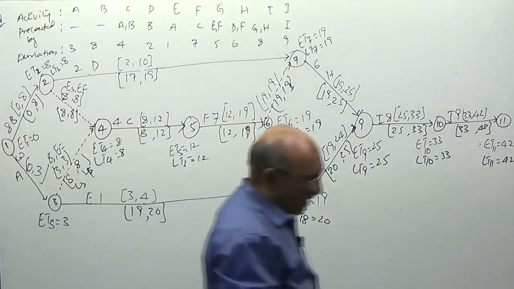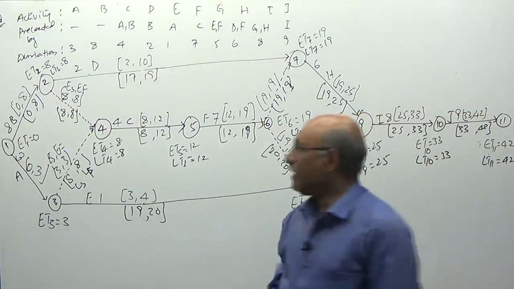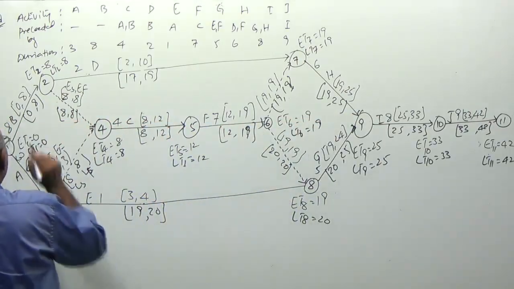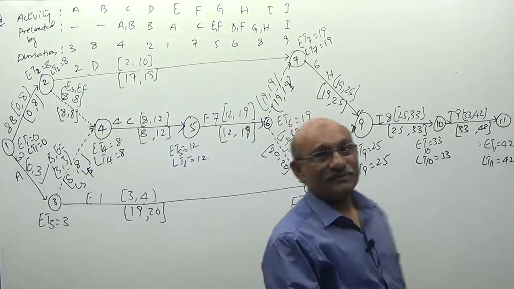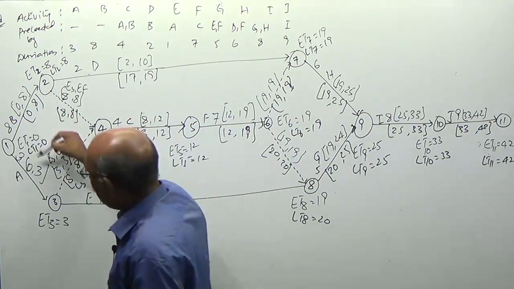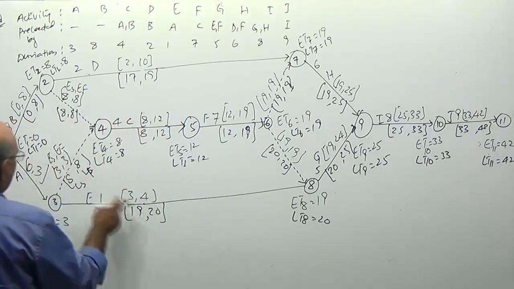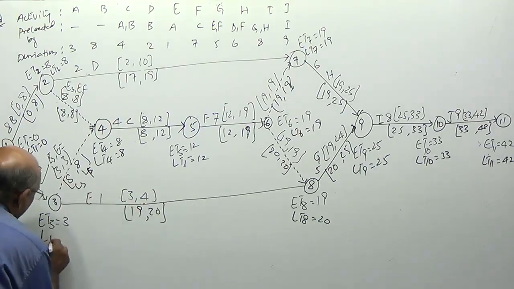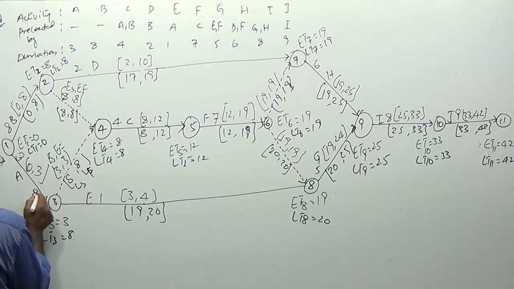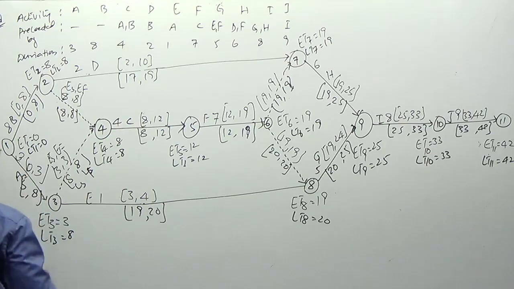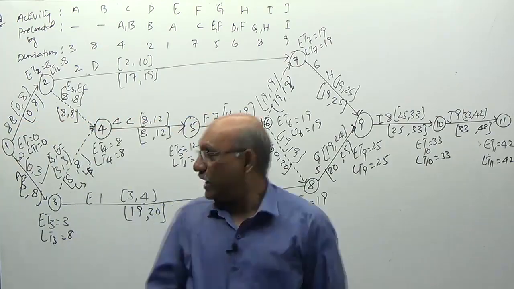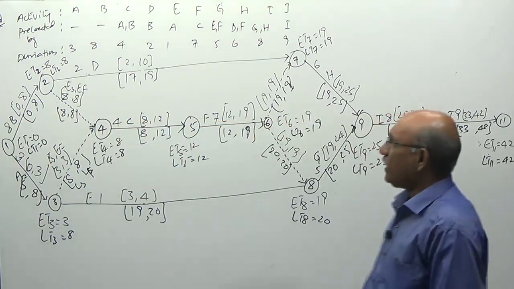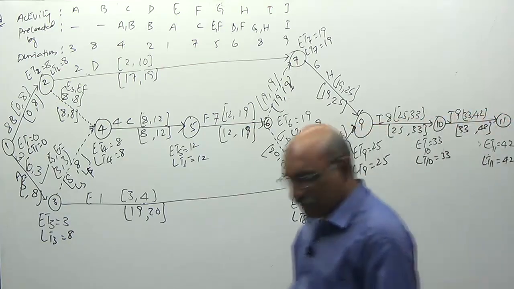Okay. Latest timings and earliest timings are calculated. By the time you reach node number 1, sir, earliest time and latest time coincide with each other. Earliest time and the latest time will coincide. 8 and 19 means minimum is equal to 8. This is 8 minus 3 means 5. And here 0 and 5 means 0. This way construction of network is over.